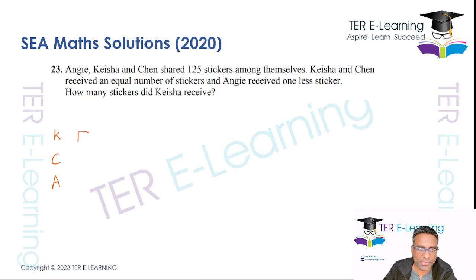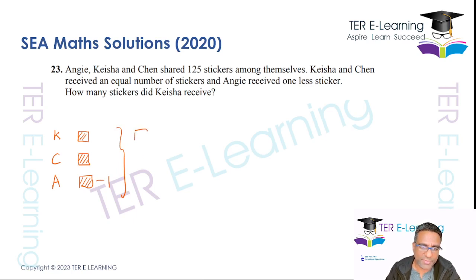So if I were to use a box here to represent Keisha, then Keisha and Chen should receive the same amount. But then they tell me that Angie received 1 less. So therefore, she would have received box minus 1. Now, generally speaking, I wouldn't like to try to solve this using a minus 1. So I'm going to make a slight adjustment here.